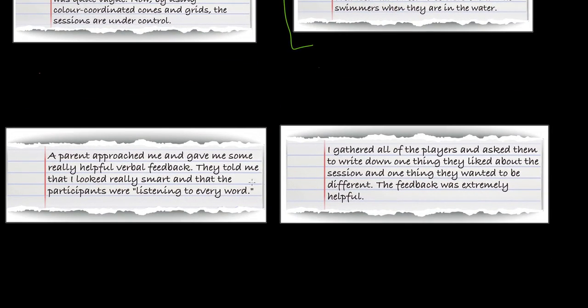A couple of others. A parent approached me, so this is going to be an observer, and gave me some really useful verbal feedback. They told me that I looked really smart and that the participants were listening to every word. Look at those quote marks, guys. They literally quoted the observer and what they said. What a lovely thing to be told as well. And isn't it nice to receive praise, especially when you've earned it?